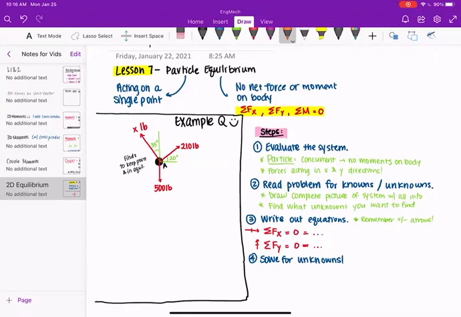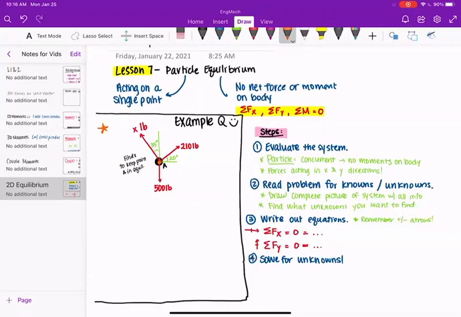In terms of particle equilibrium, the steps are simple and go like this. The first step is to evaluate the system. I put a practice problem right here, which is the practice problem we're going to go through. You want to evaluate the system and verify that because it is a particle, all of the forces should be concurrent. And here they are, because they meet up at this point right in the middle, point A.